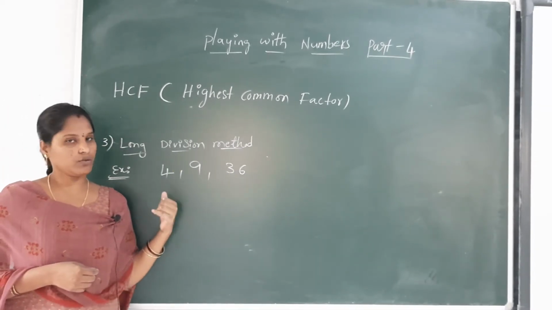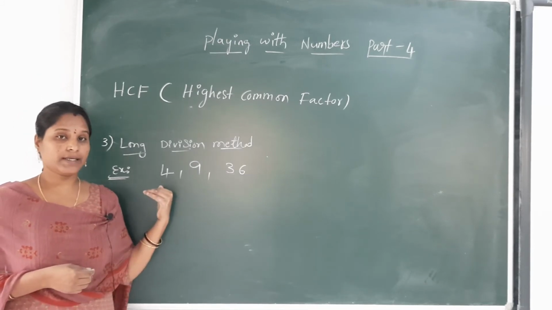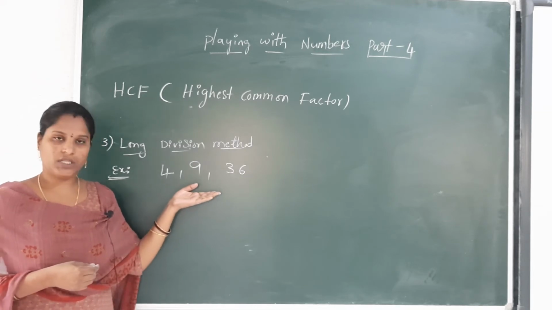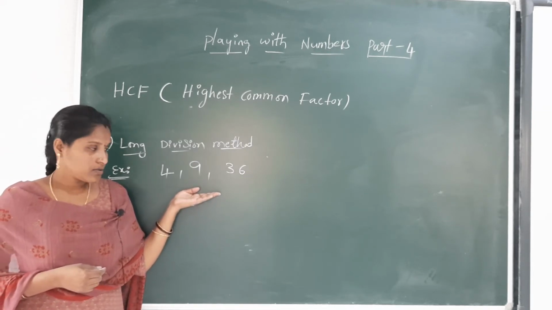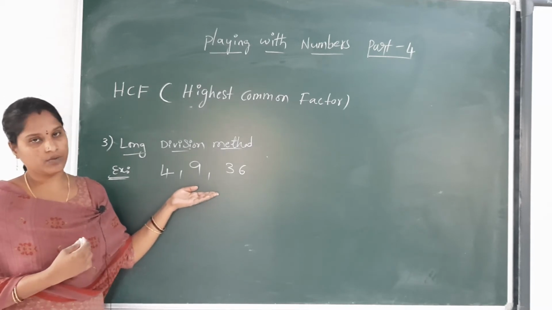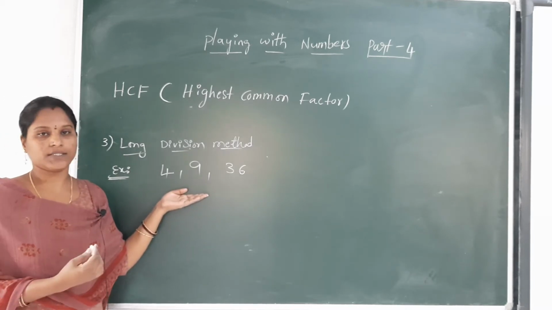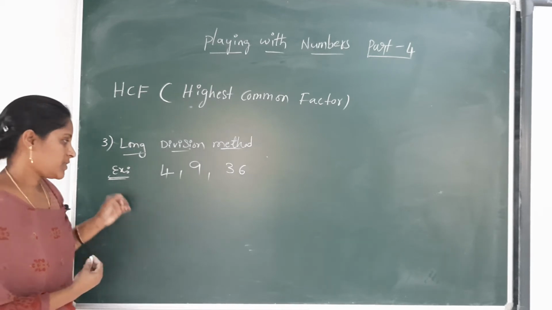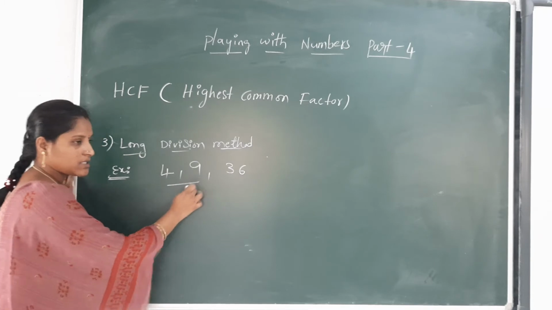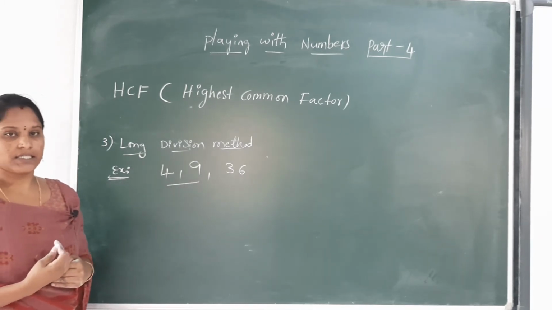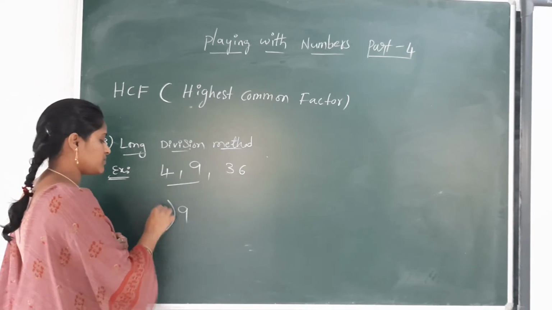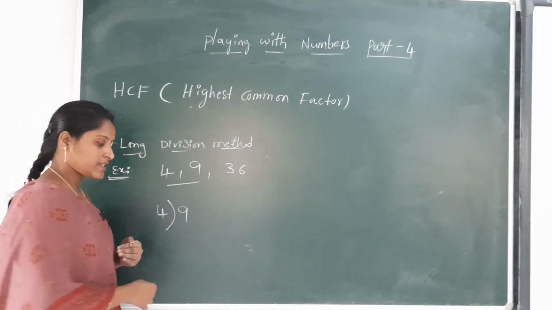Before, we had two numbers only, that's why we directly took the big number as dividend and the small number as divisor. But here we have three numbers. So from these three numbers we have to consider any two numbers. I have considered these two numbers first. Of these, 9 is the biggest number, that is the dividend, and 4 is the smaller number, that is the divisor.